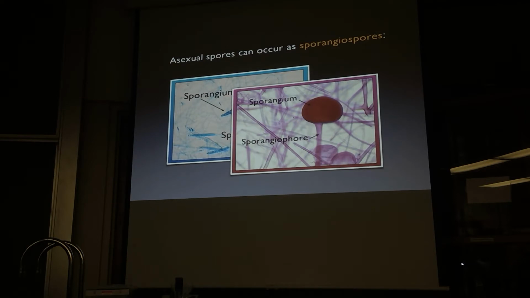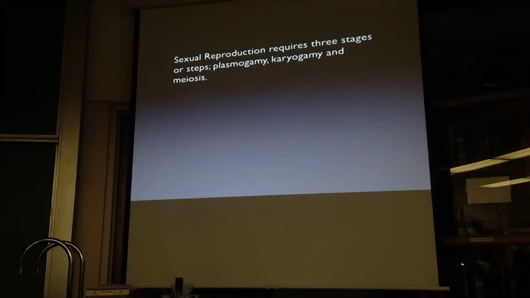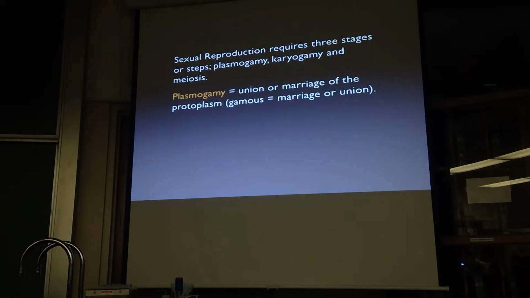Okay. Now, when we're looking at sexual reproduction, as I said, it's a little more difficult because the fungi have to get together with a fungus that's genetically different. Sexual reproduction is going to involve 3 stages or steps, and these are called plasmogamy, karyogamy, and meiosis. Plasmogamy, GAM or GAMO, means union or marriage. And the plasm has to do with the protoplasm. So plasmogamy is the union, marriage, or joining of the protoplasm.